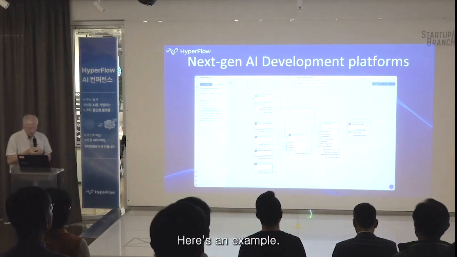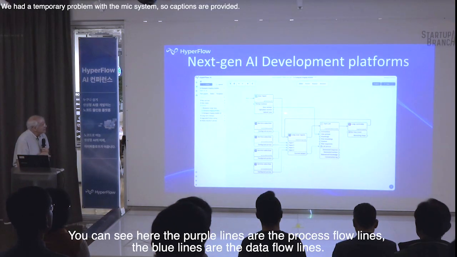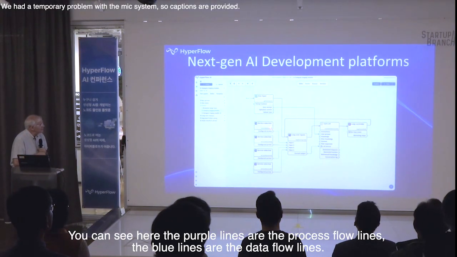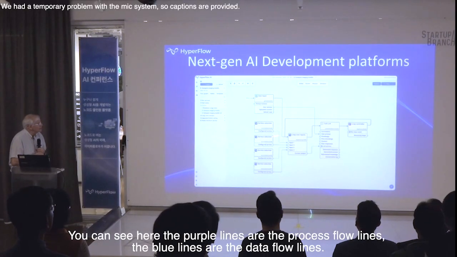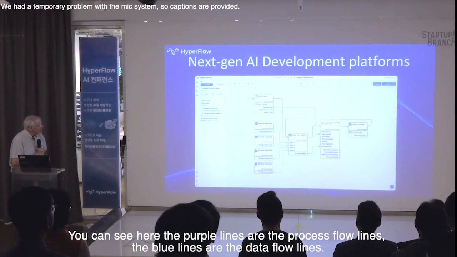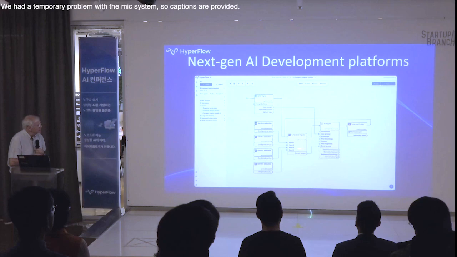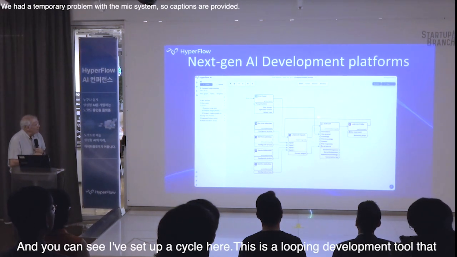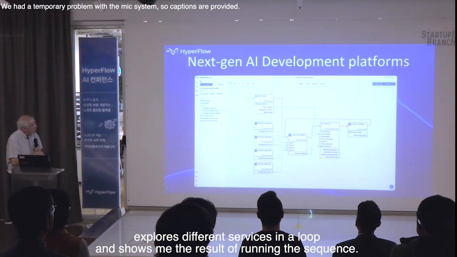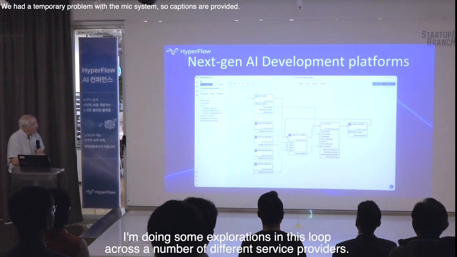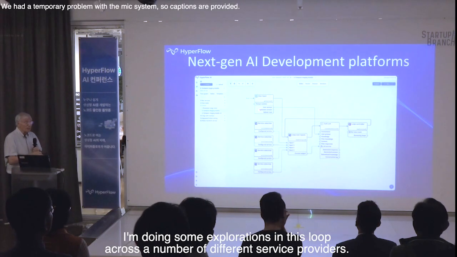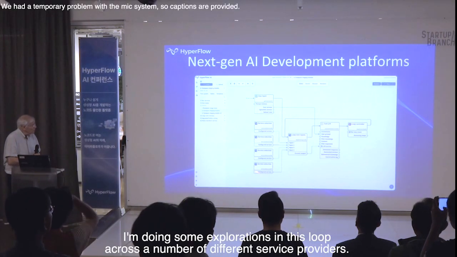Here's an example. You can see here the purple lines are the process flow lines. The blue lines are the data flow lines. And you can see I've set up a cycle here. This is a looping development tool that explores different services in a loop and shows me the result over an instance. I'm doing some explorations in this loop across a number of different service providers.